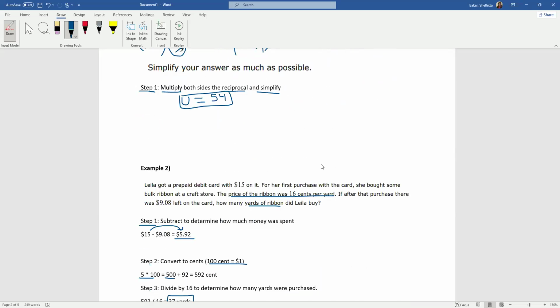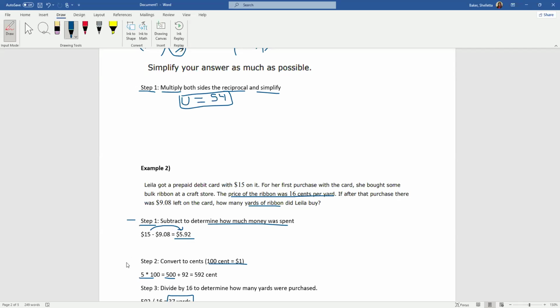For example 2, we have this word problem. Leela got a prepaid debit card with $15 on it. She makes her first purchase and she buys ribbon. The price of the ribbon is 16 cents per yard. And after she made that purchase, she has $9.08 left over. We want to know how many yards of ribbon did Leela buy. The first step, you want to subtract. We subtract $9.08 from $15 to determine how much money was spent, and it's $5.92.